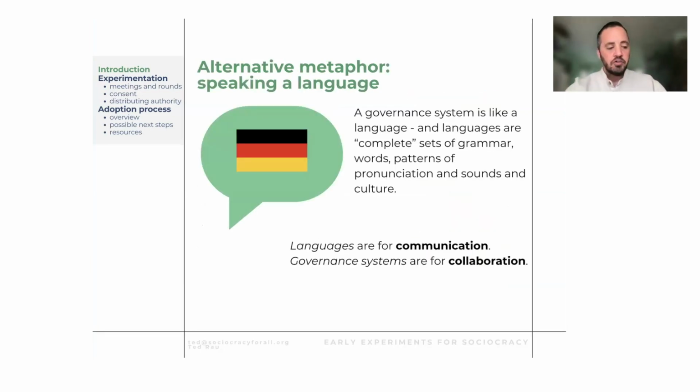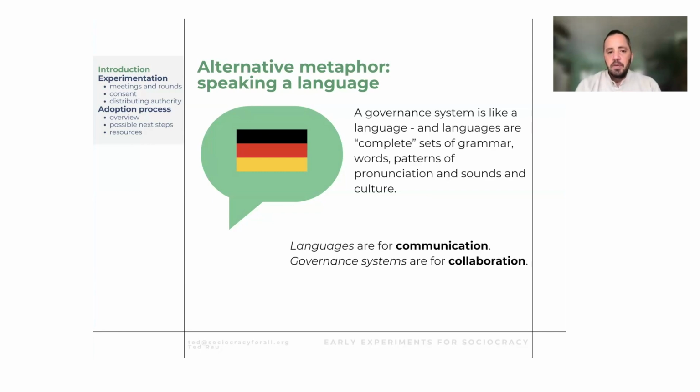Here's another metaphor, just kind of playing with metaphors to see what clicks with people. A governance system is like a language, and it really is. I think about that a lot, but also disclaimer, I'm a linguist by training, so there we are. That's what's on my mind. So if you think about it, languages are like a complete set of grammar, words, patterns of pronunciation and sounds and culture, all of it, right? It kind of is one big complex mush of things.